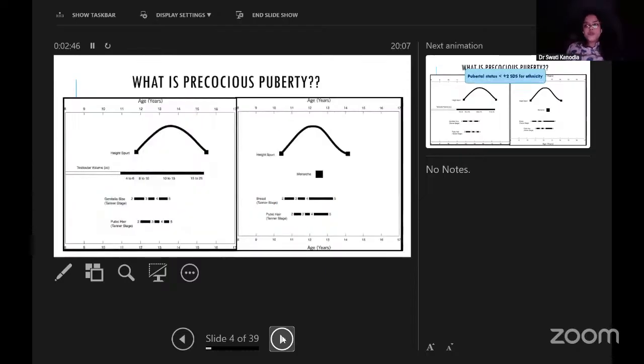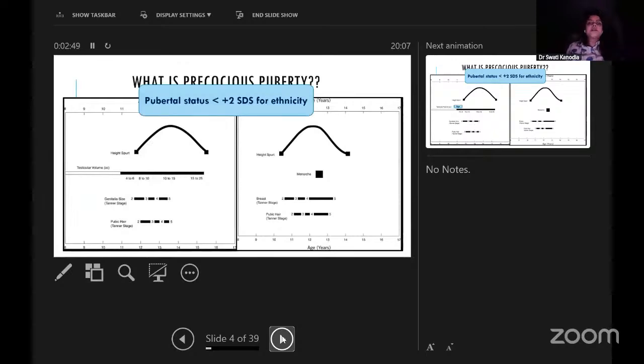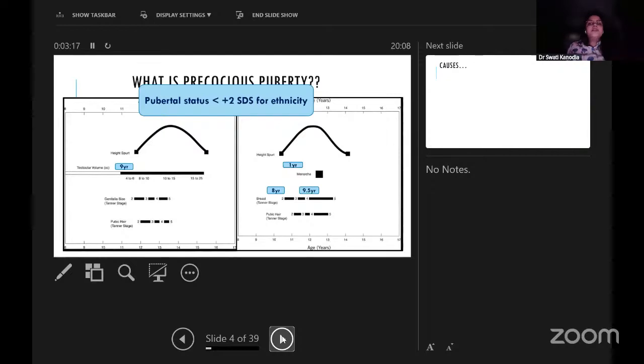And what is precocious puberty? By definition, it is pubertal status less than minus two standard deviations for ethnicity. This practically does not hold any meaning for us. What it actually means practically is that in boys, any increase in testicular volume before 9 years of age, and in girls, any sign of breast development before 8 years of age, periods before 9.5 years of age, or a gap between the starting of breast development and having periods of less than 1 year, all these are called early puberty or precocious puberty.